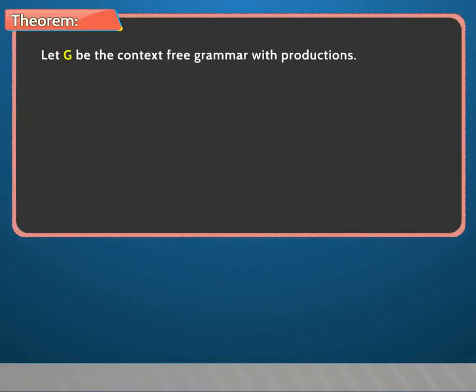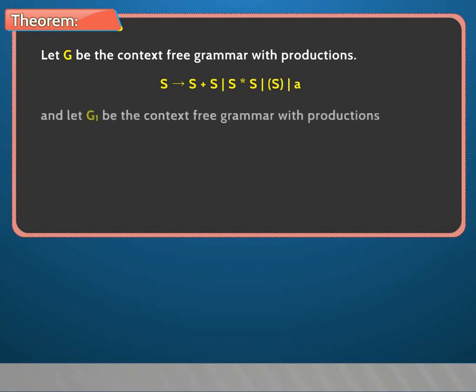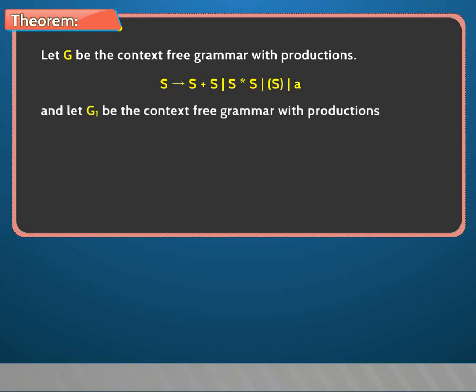Theorem. Let G be the context-free grammar with productions S provides S plus S or S into S or (S) or a. And let G1 be the context-free grammar with productions S1 provides S1 plus T or T, T provides T into F or F, F provides (S1) or a. Then L(G) is equal to L(G1).